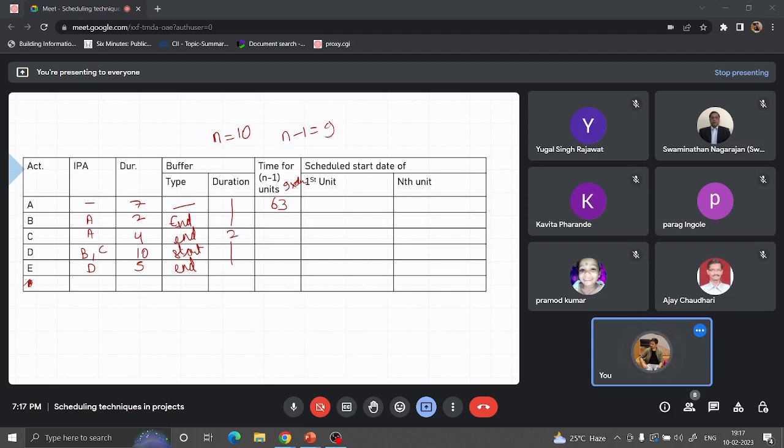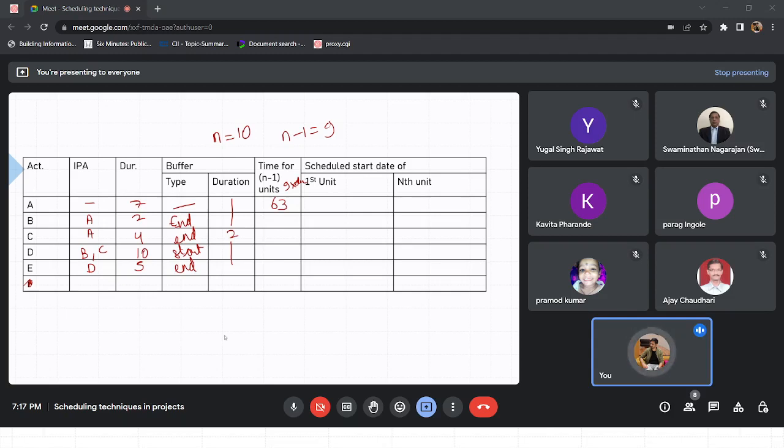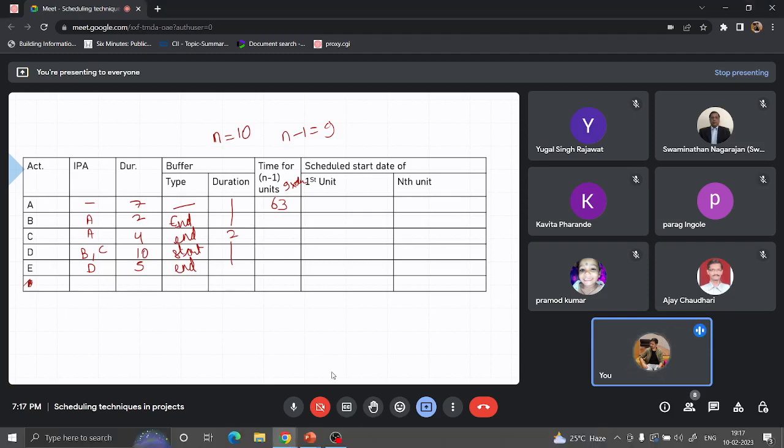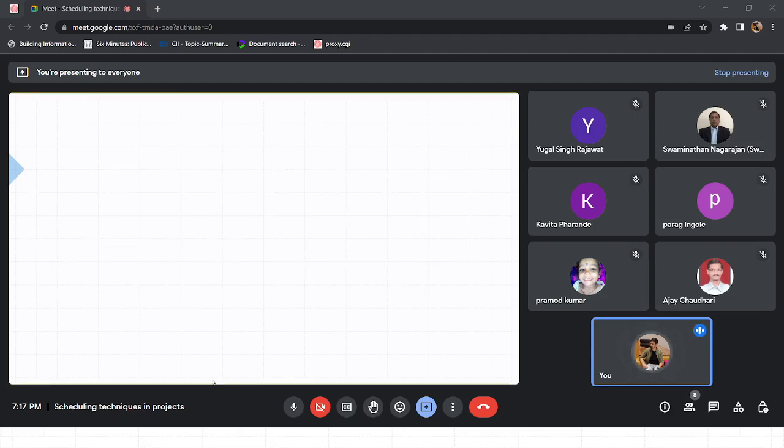When to use a start type buffer and when to use an end type buffer, that is the question. In class we learned one comparing technique: if we have an IPA with greater duration, we'll use an end type buffer, and if we have an IPA with smaller duration, we'll use a start type buffer. That convention is good enough, but let's try to visualize it.